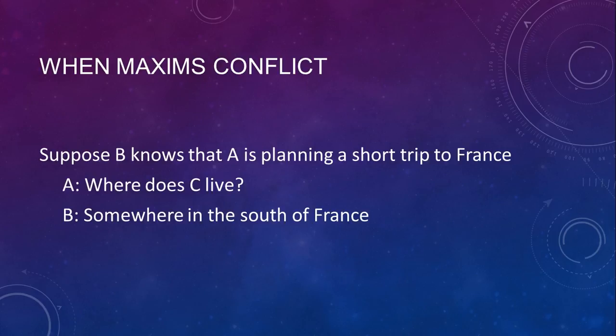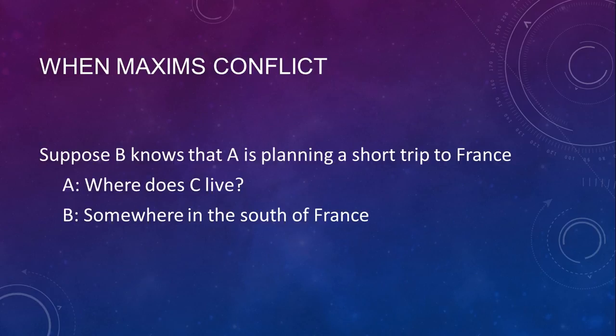Okay, so when maxims conflict. There are often cases where you're put in a position where you can't satisfy all of the maxims completely. And then you have to pick which one you're going to violate. And you pick according to context, really. You just pick which of the maxims makes the most sense to violate in this context. So suppose B knows that A is planning a short trip to France. A says, where does C live? And B says, well, somewhere in the south of France.